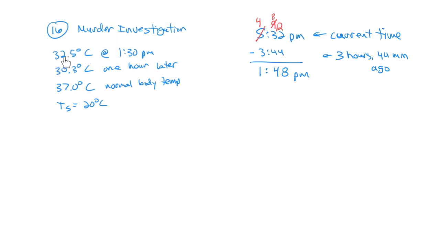So what I'm going to do is call this our initial temperature. Okay, so this is what we've got. T of 0, T of 1, I just went with hours. 1 hour later, it's 30.3 degrees, and the temperature of the surroundings is 20.